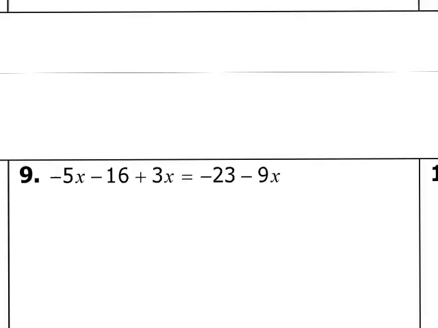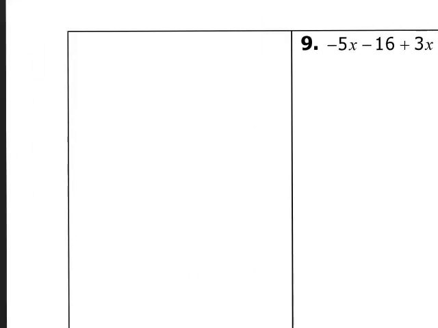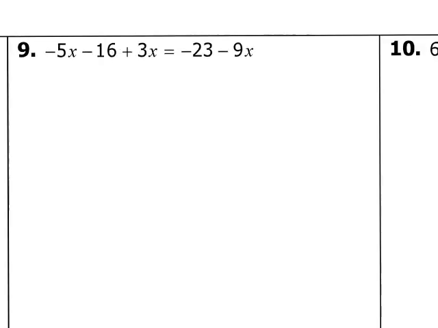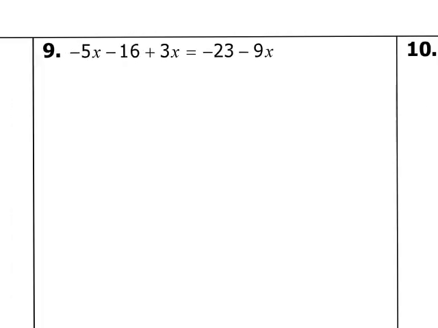Okay, notice I'm not checking them right now. I'm just trying to encourage you through the video here, because, as you can see, the problems are getting a little longer. What's going to be our first step? Well, you could get all the variables to one side, but the best first step is to first simplify, collecting all the like terms. So I have negative 2x minus 16 equals negative 23 minus 9x.